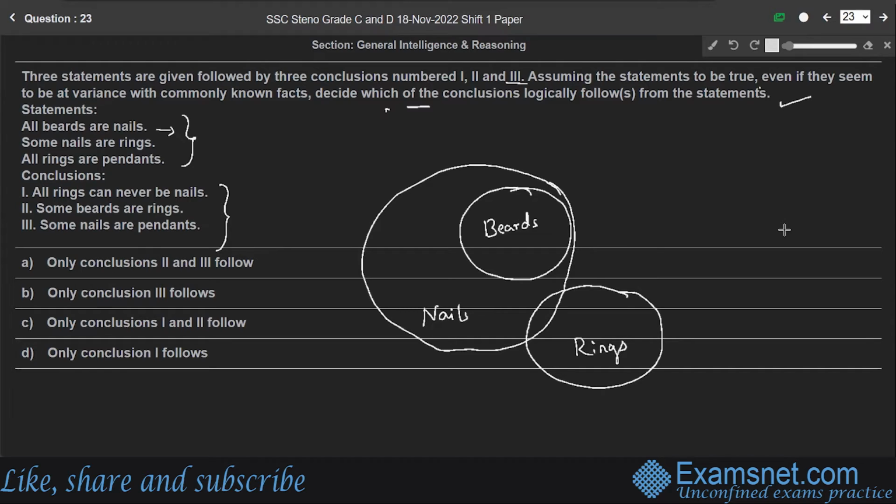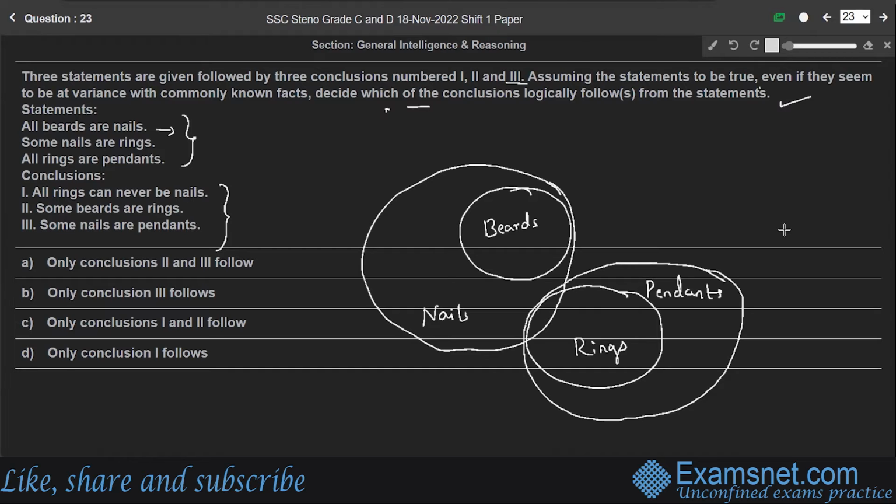Right? All rings are pendants. So some portion of rings is also a portion of pendants, not rings. Some portion of pendants are also a portion of nails, which is understood, right? You can consider the set of rings. So in the set of nails also there is some portion of rings, because of the second statement, some nails are rings, right?